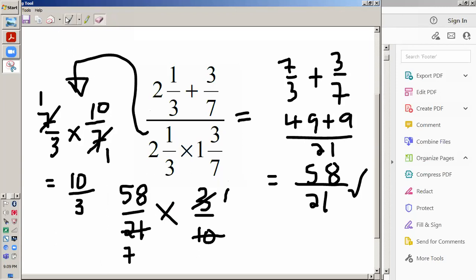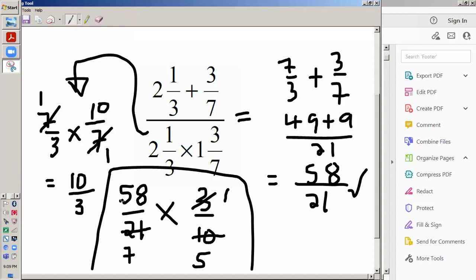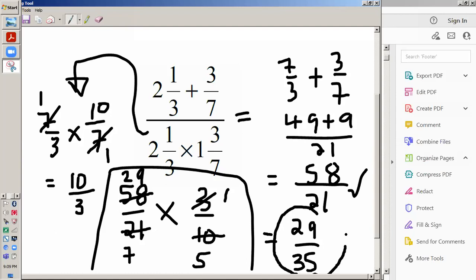Sir, I'm seeing that you crossed the 10. I did not cancel out that. We can use 2. So 2 into 10 goes 5. And 2 into 58, what's 2 into 58? 29. Right. So what's the answer now? It will be 29 over 5 times 7. 7 times 5 is 35. So it's 29 over 35. That's the answer.